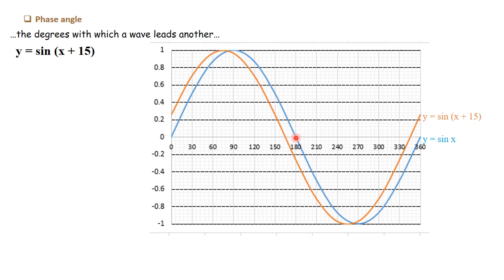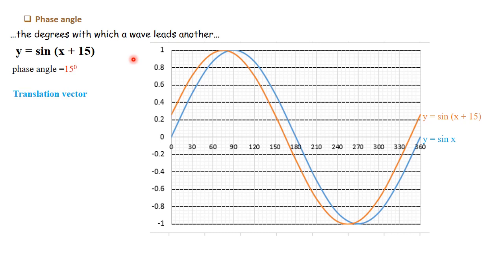The question would be, when was the x value 180 for the other color there, for y equals sine in brackets x plus 15? It was 15 degrees before 180. And so that describes it. The phase angle is the degree by which a wave leads another one. And so in our case here, the phase angle is clearly 15.